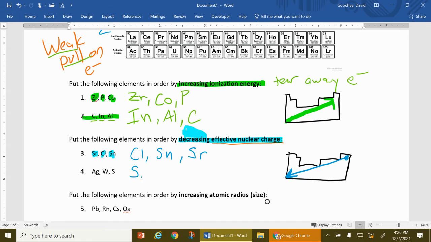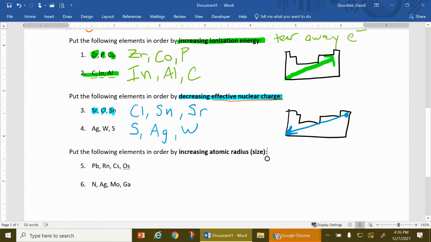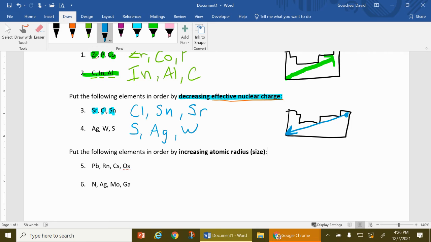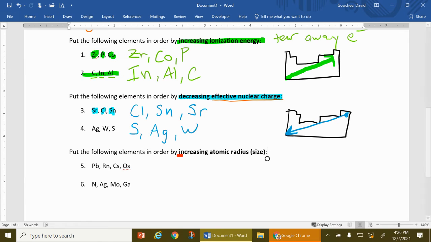All right, so sulfur, silver, tungsten. Sulfur has the strongest pull on its outermost electrons. Silver is weaker, and tungsten is weakest still. All right, so there you go. That is decreasing effective nuclear charge. Let's try the last one here. Let's put these elements in order of increasing atomic radius.